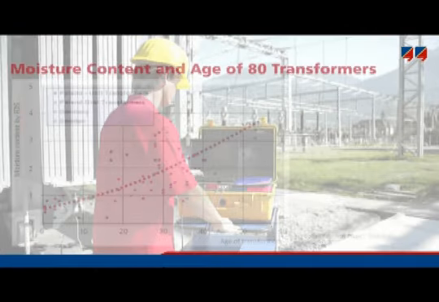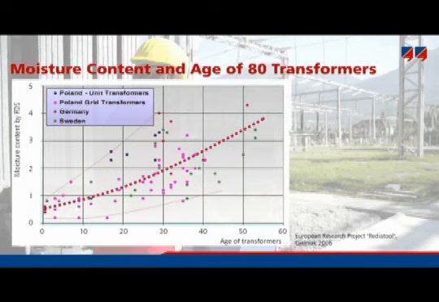This graph displays the moisture content against age of more than 80 transformers located in European countries. Typically, new transformers have less than 1% moisture content. With increasing age, the water content increases as well, but you can see that there is also a lot of scattering. Thus, a transformer of 30 years of age can have a moisture content of less than around 1%, and a younger transformer can have a higher moisture content.